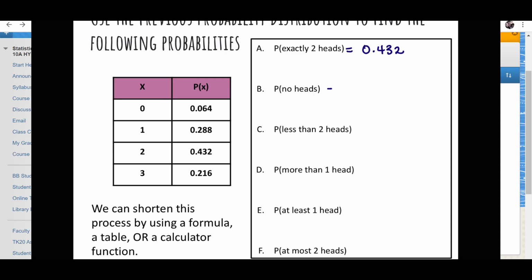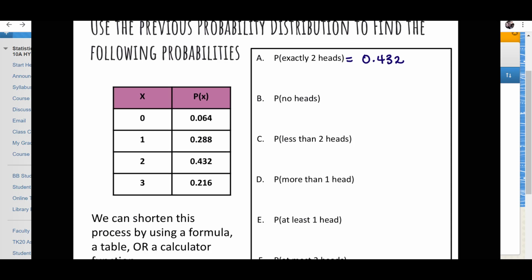Okay, so looking at this next section, using the previous probability distribution to find the following probabilities, we have the table listed here. The probability of exactly 2 heads is right here, 0.432. The probability of no heads is the same as the probability of 0 heads, so that's 0.064.